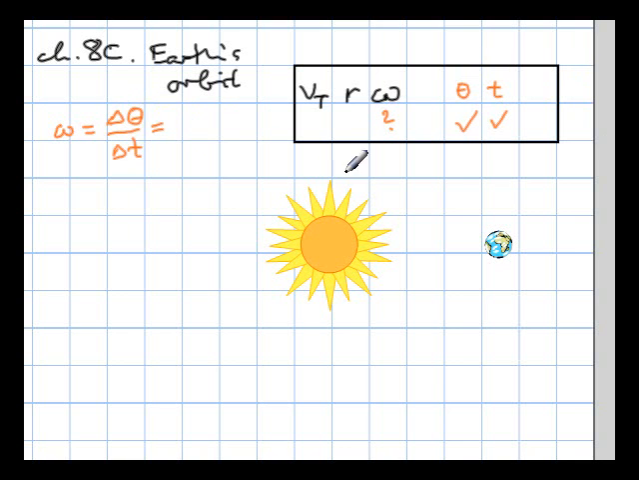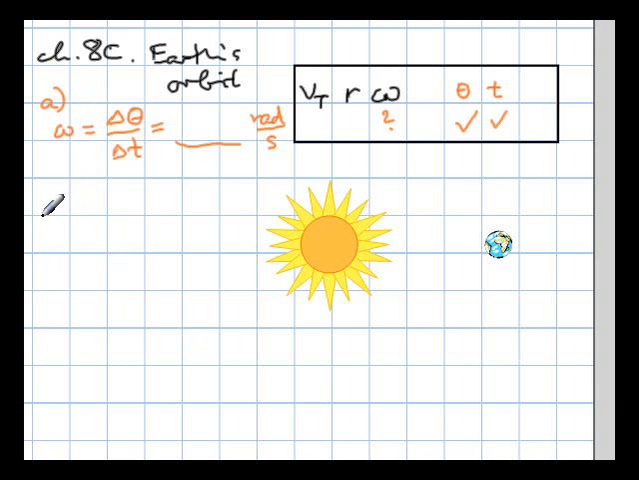It's 2 pi, and then we just need to plug in the numbers, and we come up with the angular speed in radians per second, 2 pi divided by the 31,600,000 seconds. By the way, if you want to check that number, multiply 60 seconds times 60 minutes times 24 hours times 365 days, or 365 and a quarter days, in order to come up with those 31.6 million seconds. Okay, so that's part A.